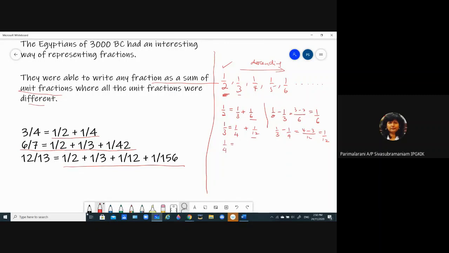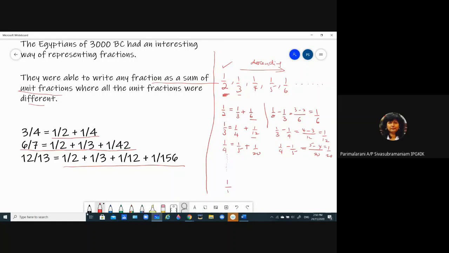1/4 is equivalent to... the next unit fraction after 1/4 is 1/5, plus, how do we get the fraction? 1/4 minus 1/5, the LCM is 20, divided by 4, 5 minus 4 is 1/20. So it's plus 1/20. So you see a pattern here.